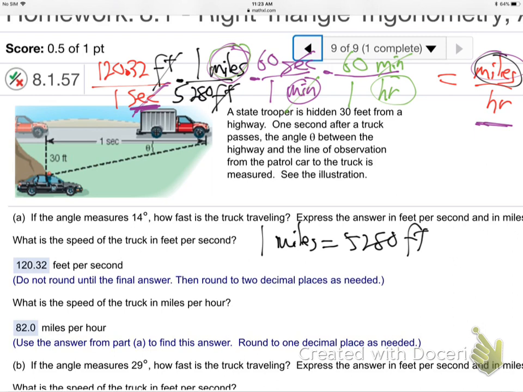Now, what do you do with the numbers? Any number on the top multiplies, any number on the bottom divides. Any order doesn't matter at all. So just take 120.32 times 60 divided by 5280. Or you can divide by the 5280 first, then multiply. But anything top multiplies, anything bottom divides. Hit the buttons on your calculator. You'll get 82.0 miles per hour. That's how you convert units, for any conversions of units.